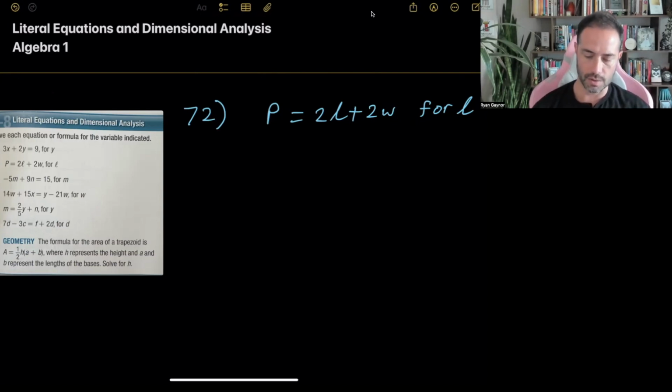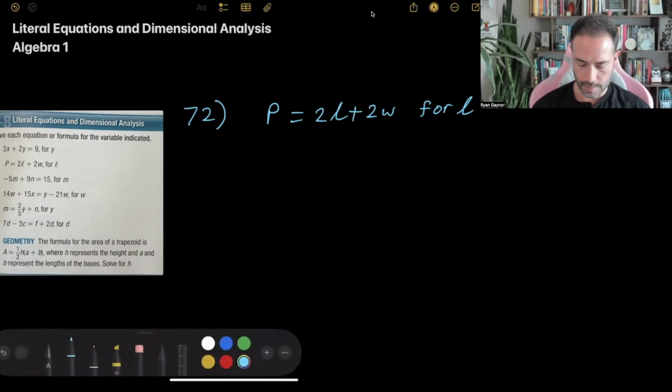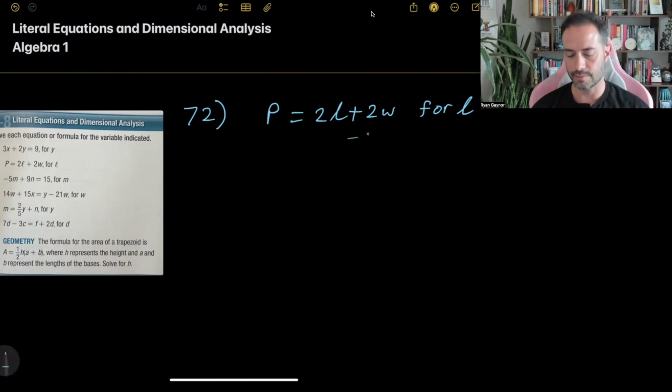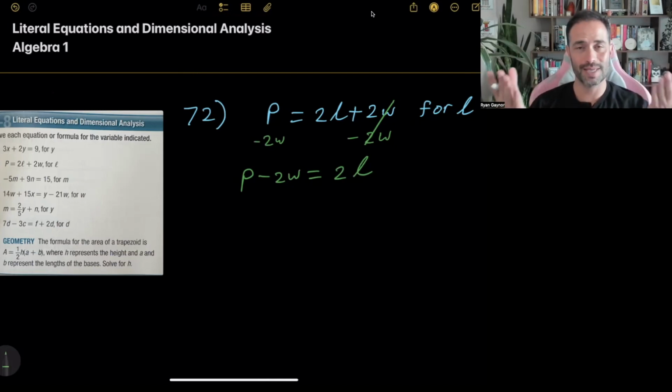First, I'm going to notice that there's a 2 times L, so eventually I'm going to have to divide by 2. But first, there's a plus 2W, so I need to get rid of that. So minus 2W, minus 2W, that cancels out. We now have P minus 2W equals 2L. Okay, remember, for algebra, we have to balance. We have to do both sides of the equal sign.